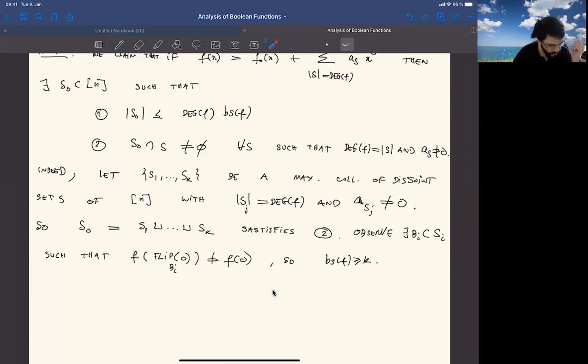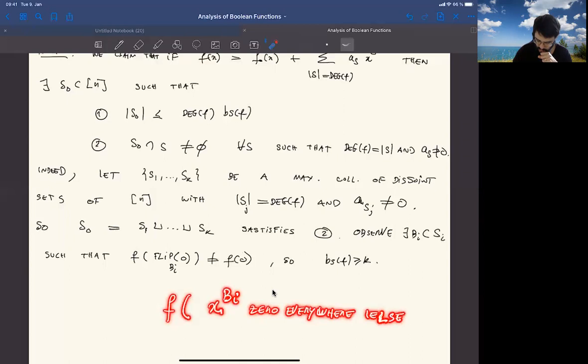Okay. Oh, so why is that? Well, if you look at the function f(x), I just put the variables x in the block bi and put zero everywhere else. So if I look at this function, x_bi then maps to that function. Now this is a function only of the variables that live in the blocks bi. I claim that this function is not zero.